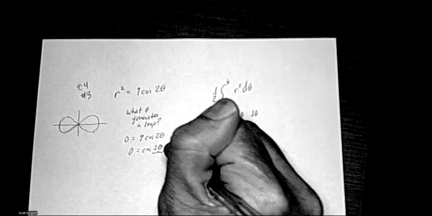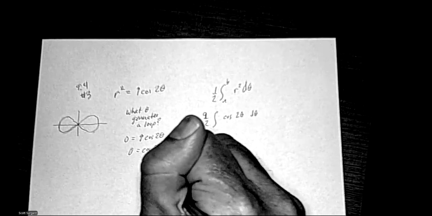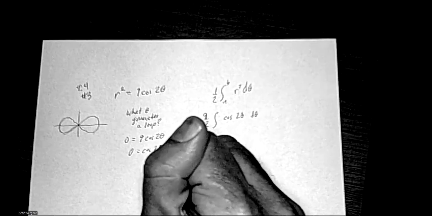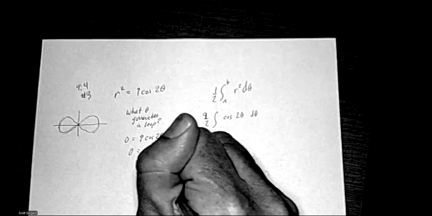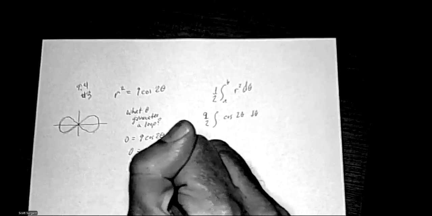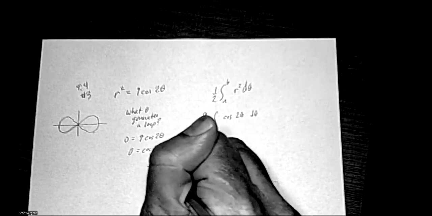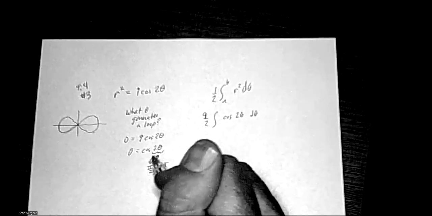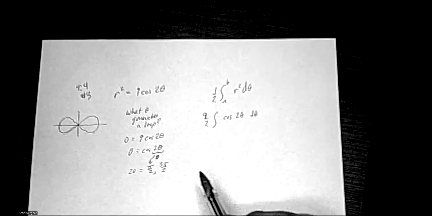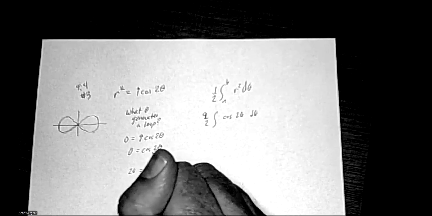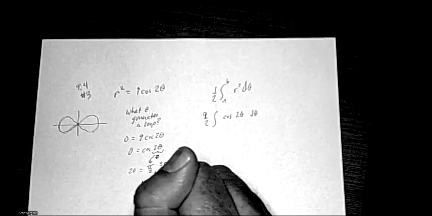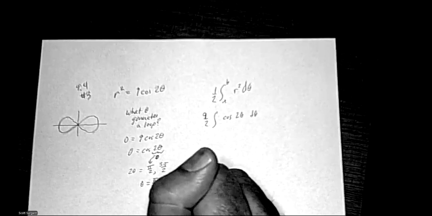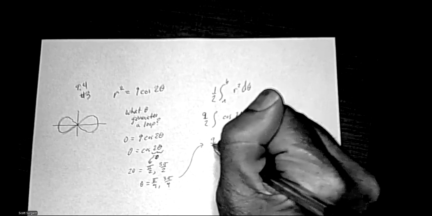The cosine is 0 when theta is pi halves, 3 pi halves, 5 pi halves, etc. But we just need 2. Cosine of pi halves is 0. So we have a 2 theta here. It's actually 2 theta equals pi halves or 3 pi halves. So that means theta, if I divide out by 2, is pi over 4 and 3 pi over 4. So those become your bounds.